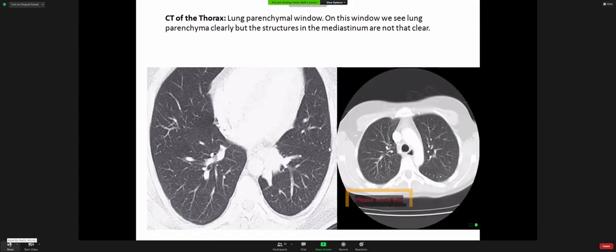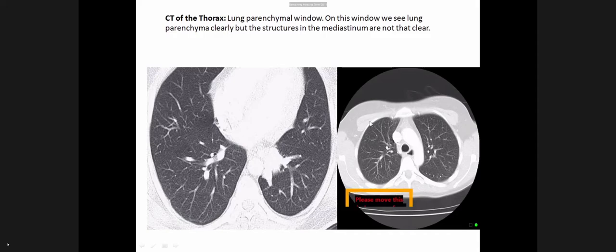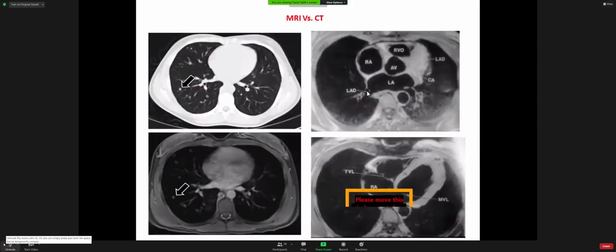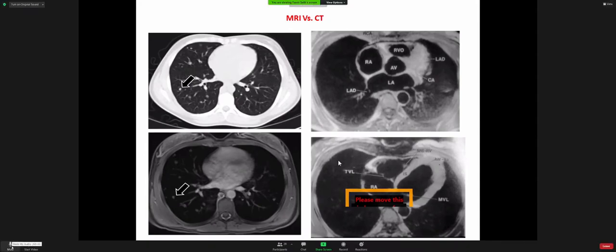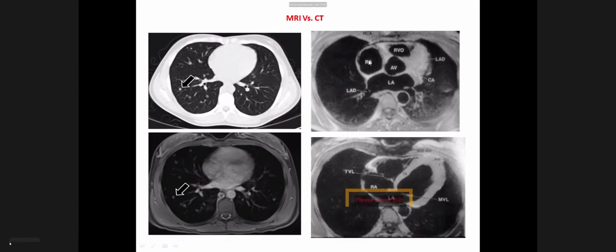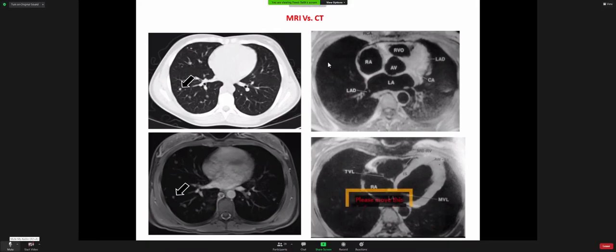So what is this? Lung parenchymal window. The CT scan. Yes. Okay. What is this? MRI of the thorax. Which plane? Transverse. Yes, transverse or axial. What is this modality? MRI. Also, it is transverse or axial.